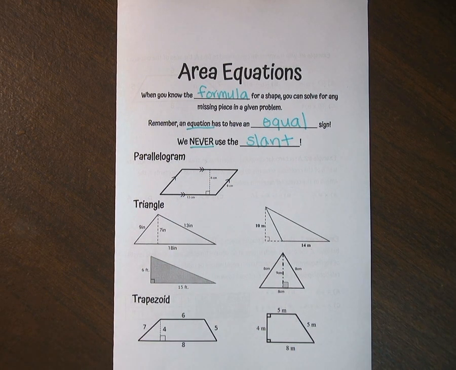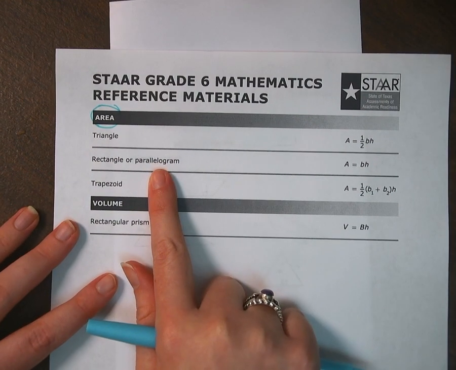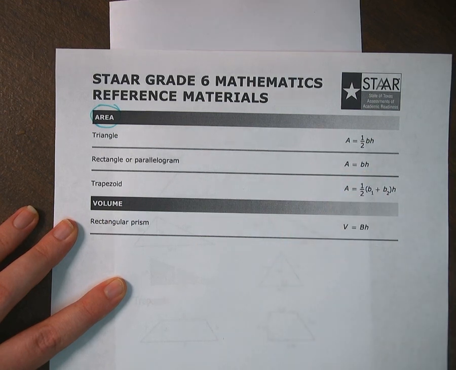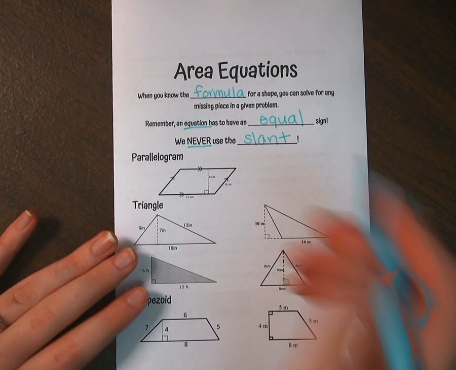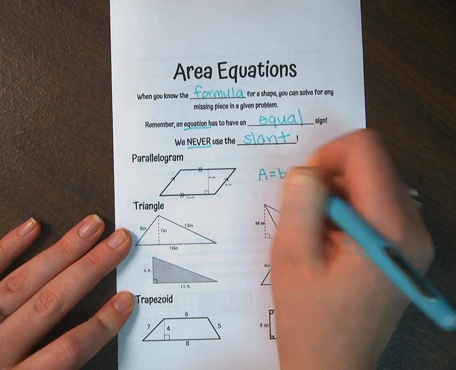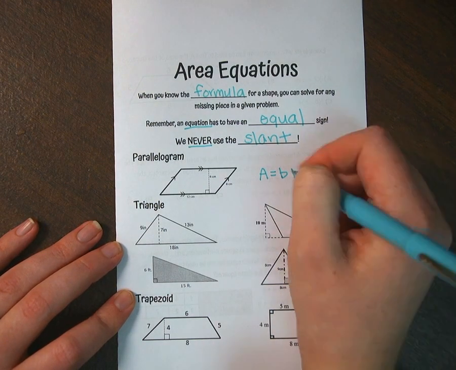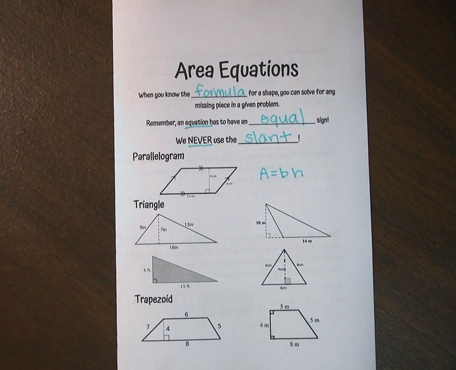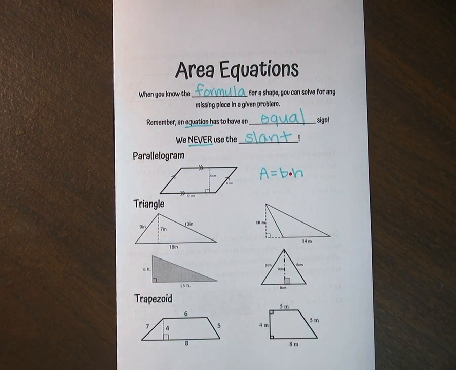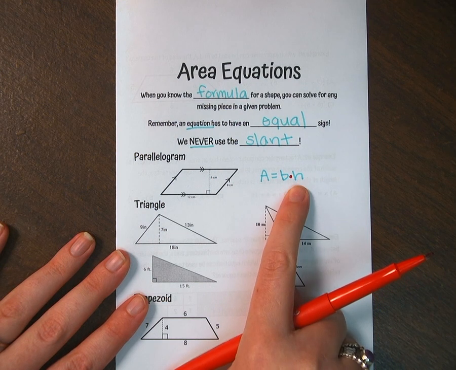So for a parallelogram, we're going to look at our star chart. Parallelogram is right here, and it says A equals BH. So I'm going to write down that formula for a parallelogram. A equals BH. And I need to know that when I have two letters next to each other, there is an invisible multiplication sign. So I'm going to go ahead and put that there. So for that shape, a parallelogram, we need a base and a height.